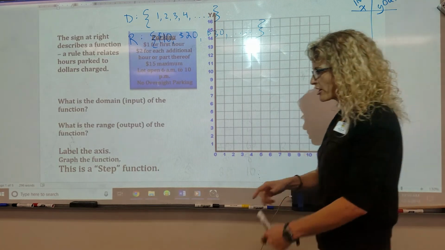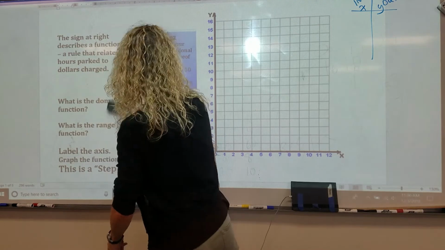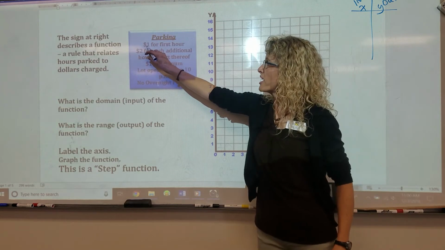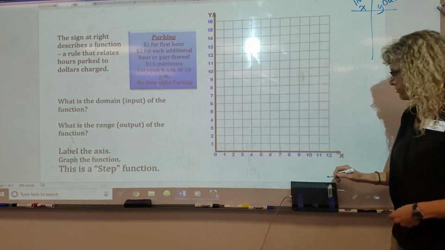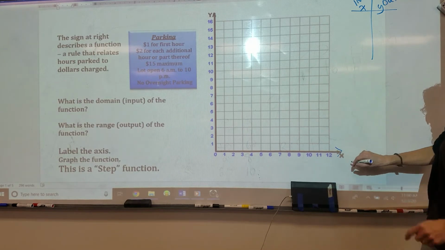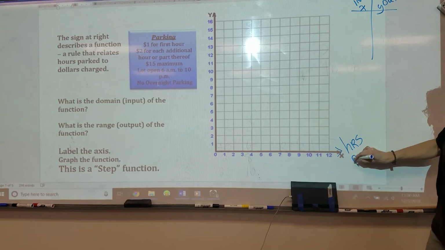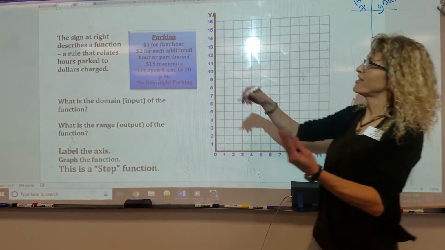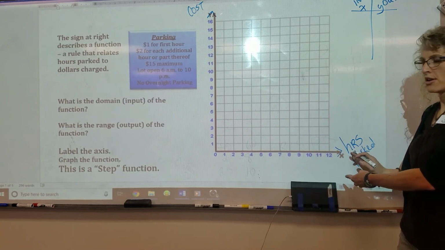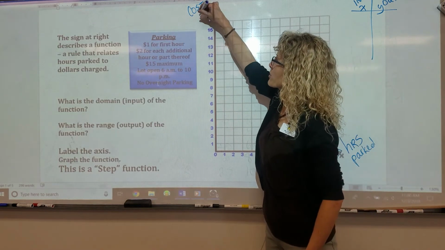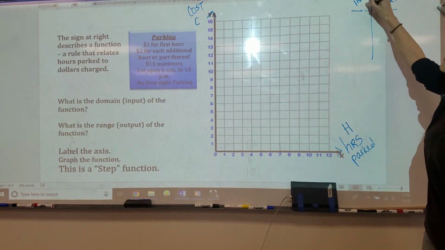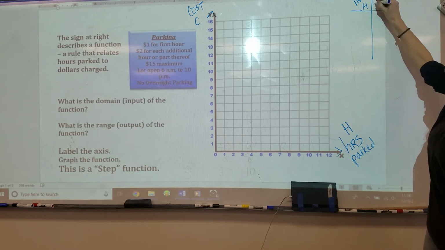So we're going to do next a parking garage scenario where we're going to graph it and talk about input and output, domain and range. So the rule is you pay $1 for the first hour of parking. So first thing I do is park, right? And I park for a certain amount of time. That's the first thing that happens. So that's my input, hours parked. Then after I've parked, there's a cost. That cost depends on how many hours. So this comes first, the cost comes second. We'll call that C. We call this H. So in this case we go H and C for cost.